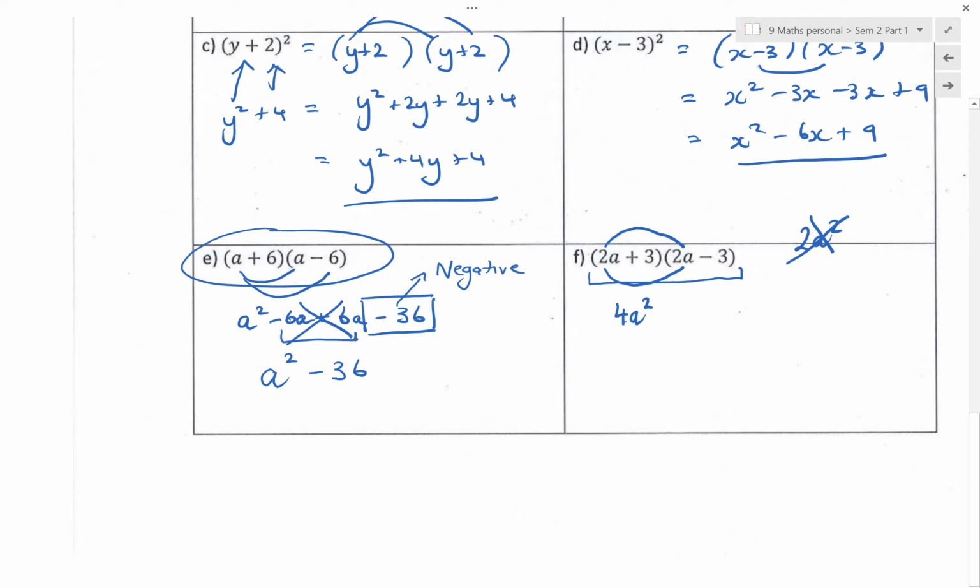That's okay. Let's make the mistakes now, not in your test next week. That's why we're here. 2 times minus 3 is minus 6a. And because it's a difference of perfect squares, we're also going to get that 6a cancelled. They're always going to cancel when you see that difference of perfect squares. Then it's minus 9. So the answer is 4a squared minus 9.